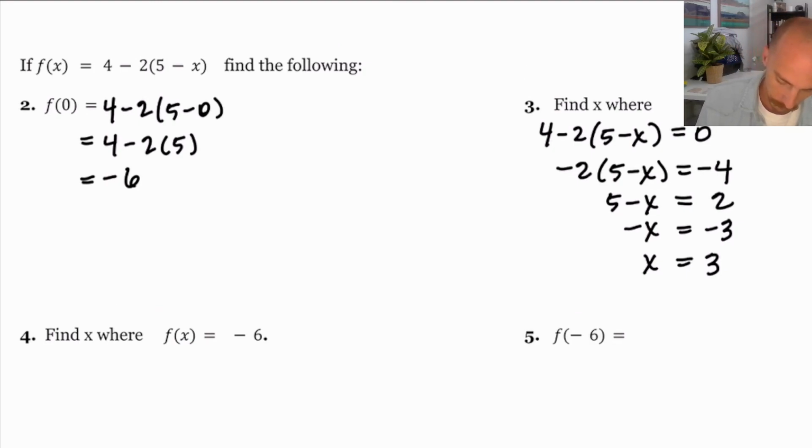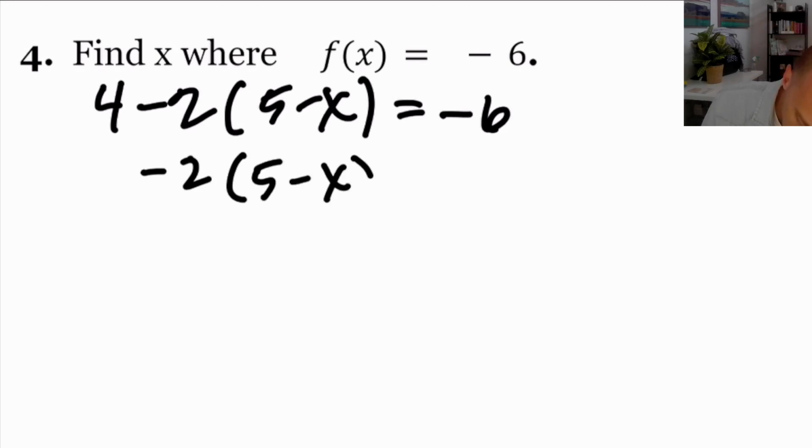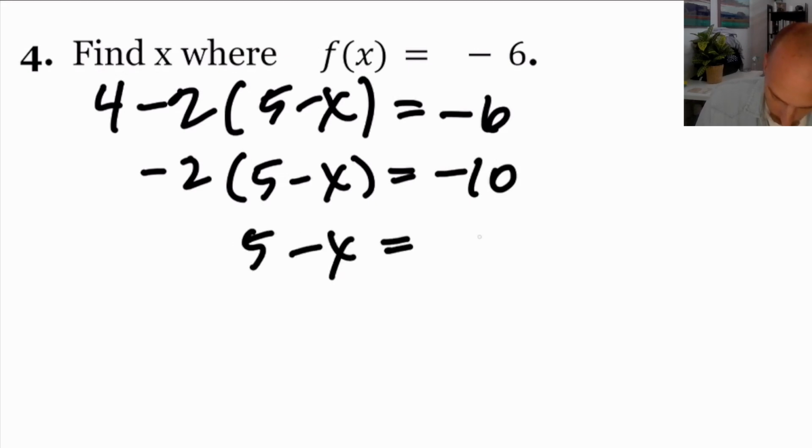Find the value of x where f of x equals negative 6. I'm just going to do the exact same thing. 4 minus 2 times (5 minus x) is equal to negative 6. Subtract 4 from both sides, same exact steps I just went through, and divide by negative 2. Okay, so it'll be positive 5.